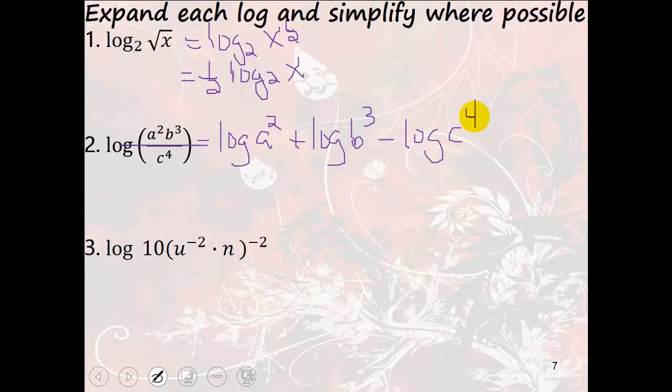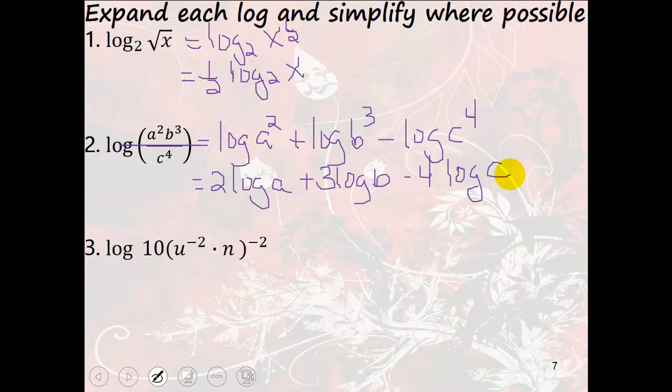Okay, now I'm going to use my power property to expand. This is 2 times log base 10 of a plus 3 times log base 10 of b minus 4 times log base 10 of c. Okay. On number 3, I have log base 10 of 10 times, in parentheses, u to the negative 2, n to the negative 2. So what I'm going to do here is apply this outer exponent first, before I expand. And I'm going to get log base 10 of 10 times u to the 4th, n to the negative 2.